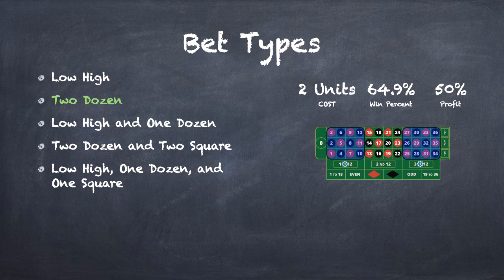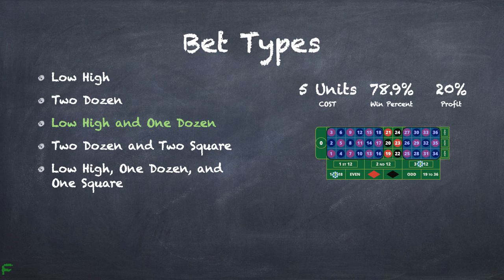The second type of bet is the 2 dozen. And in this bet, you go ahead and put 1 unit on one of the first dozen, second dozen, or third dozen values, and you put the second one on a non-overlapping segment. So in this particular case, you're going to cover 24 numbers, which will be 64% chance of winning on a 0-0-0 table.